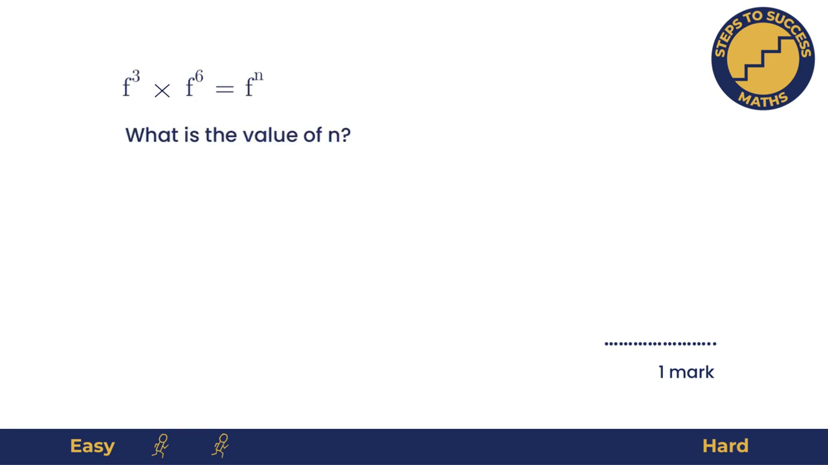F to the 3 times f to the 6 is equal to f to the n. What is the value of n? So just like the previous question, if we wrote it out, we'd have to write 3 f's times together for the first power, times 6 f's times together. So altogether we end up with f to the power of 9. So the value of n is just 9.